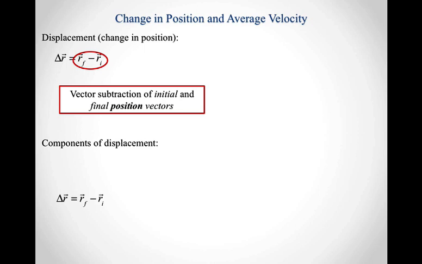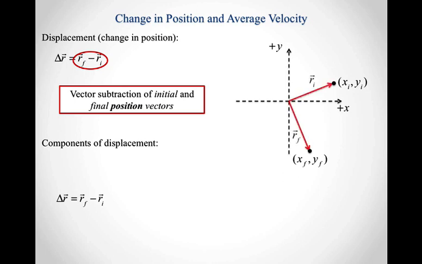And so what does that picture look like? Well, let's assume that we have an object that's initially at some point that has coordinates x initial, y initial. At the end, so at the final time, it's at some second point that has the coordinates x final, y final. And so from the rules of vector subtraction, we know that the displacement, or the change in position, is going to be the vector that runs from the tip of the initial vector to the tip of the final vector. So the displacement in this case runs from x initial, y initial to x final, y final.